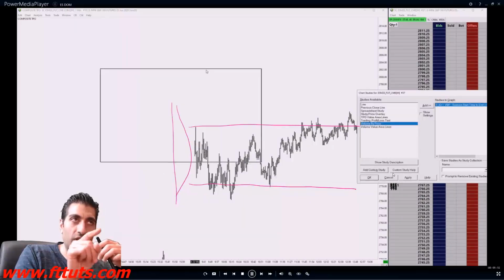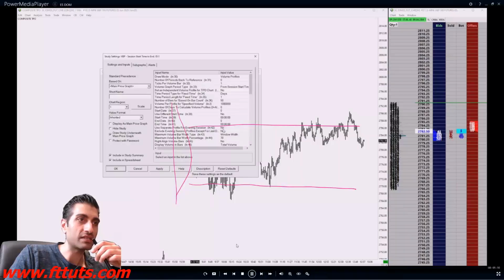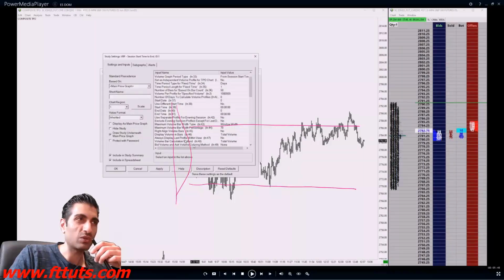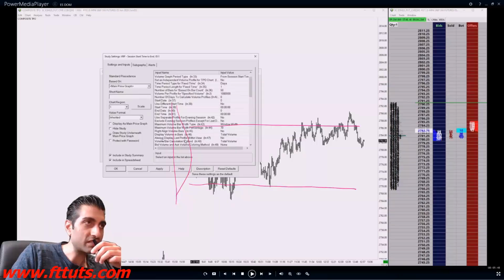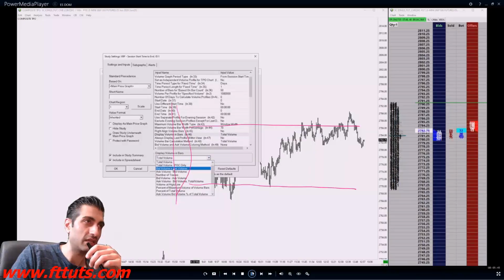What you need to do is double click on this, and there's a settings menu in there, and you go down. I'm sorry, I know this is here, but I want it to stay there because I want to prove my point. There'll be this thing, can you see it says display volume in bars, total volume? I want you to get rid of that and put nothing, or whatever it is, I can't remember exactly. There you go, it's none.